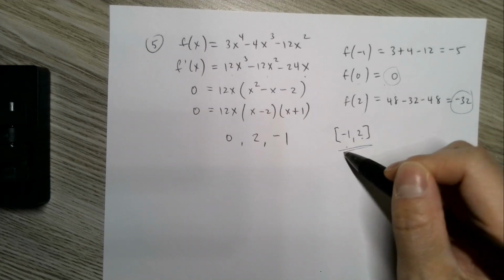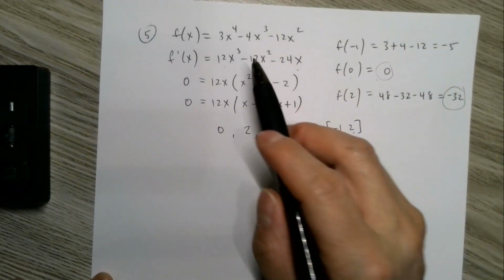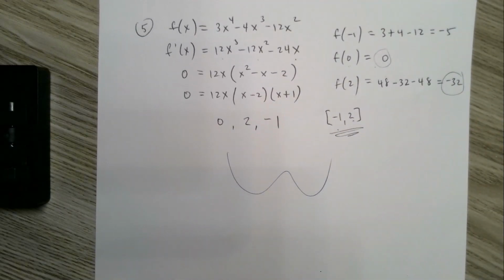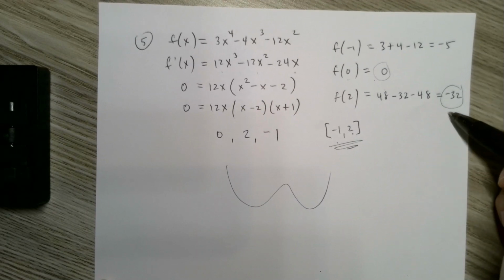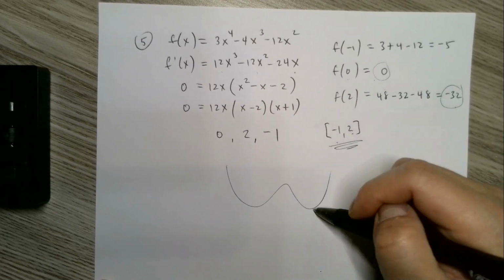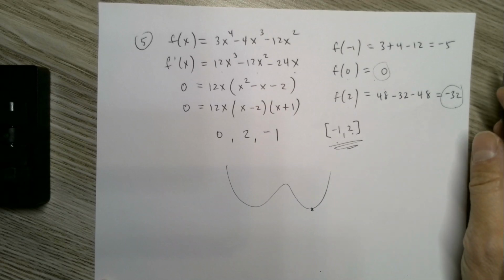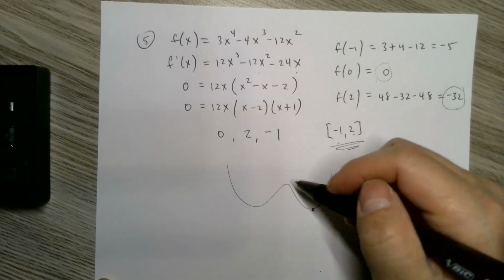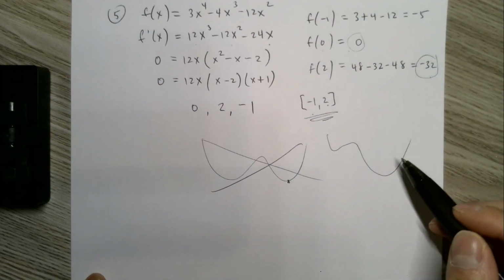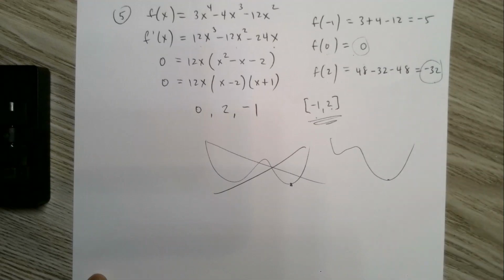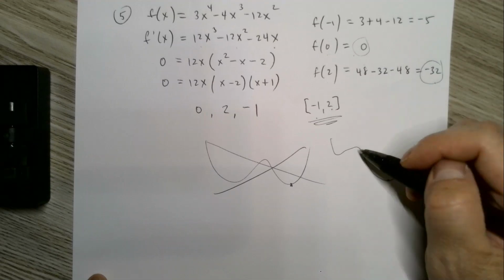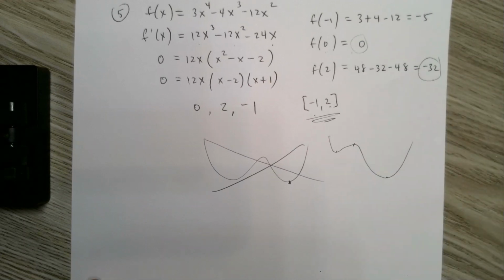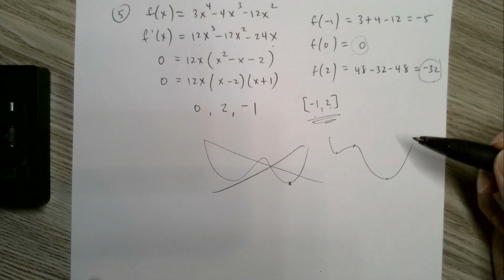And the reason I have to introduce this interval here is because I know what this looks like. It's a function that has this kind of shape. So the f of 2 with the negative 32, that must be this right here. So that's got to be lower than that. So it's probably something more like this. This is the min, and then my max is at f of 0, probably something like that. And then this is a local min.